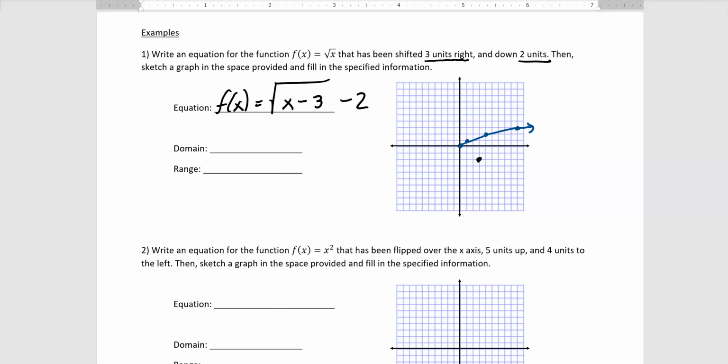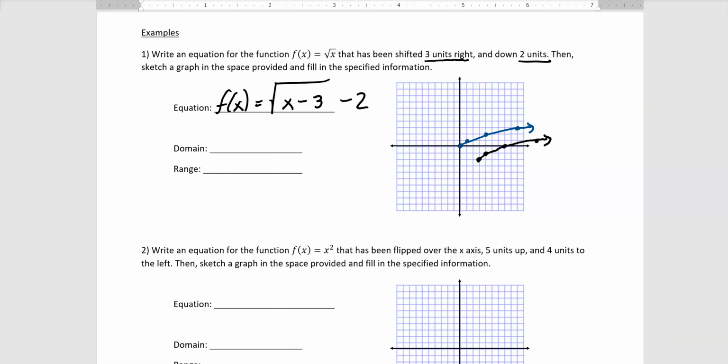So I will have this, and then this point will move down 2, right 3. There we go. This point will move down 2, right 3. There we go. And this point would move down 2 and right 3, and I would even take it off the graph. But that final transformed function would look like so.